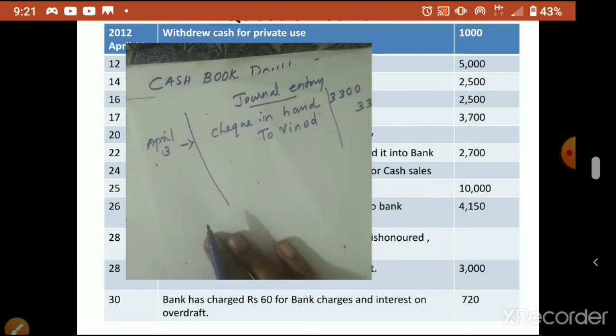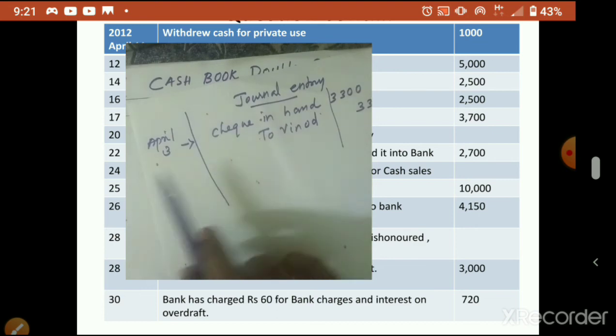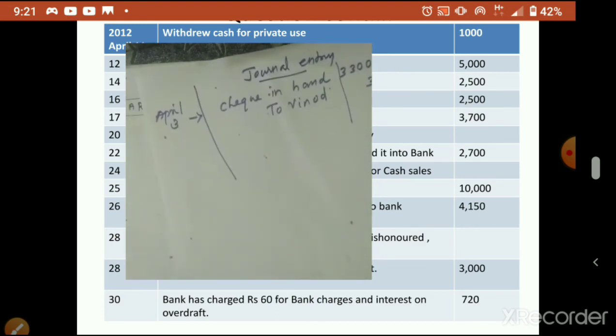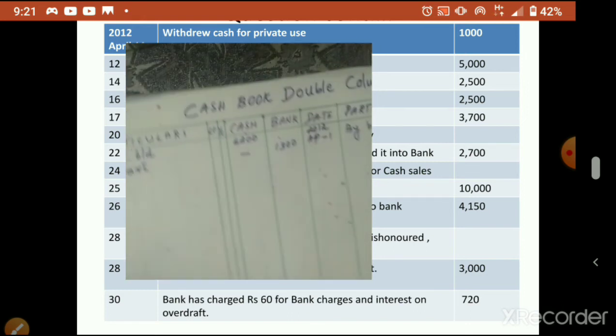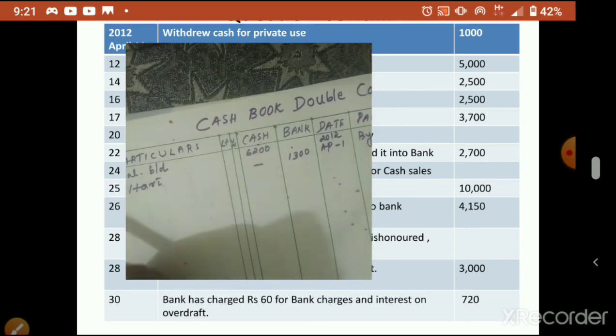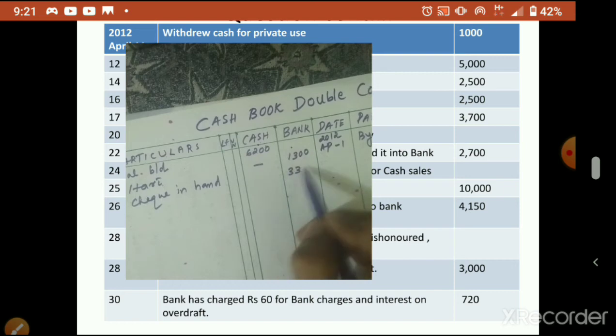Check received from Vinod deposited into bank. On 5th, the same check they deposited into the bank. So that day what will we write? Bank account debtor to check in hand. So there bank is involved, so you can write it directly in the cash book: on 5th, to check in hand, with the amount in the bank column, because money was deposited in the bank.